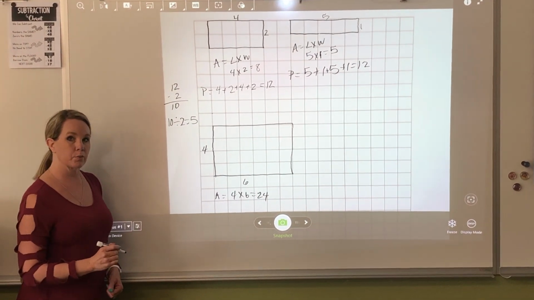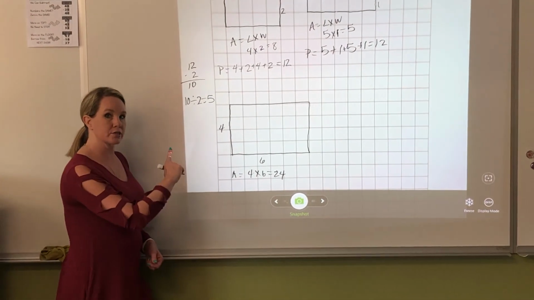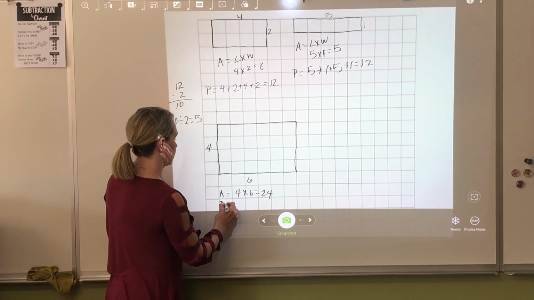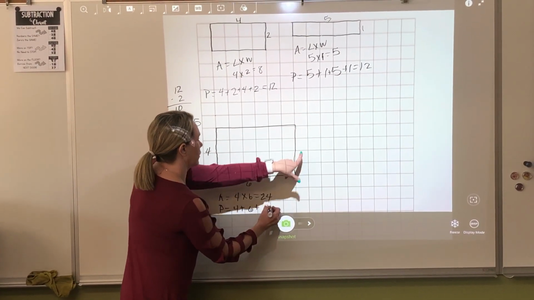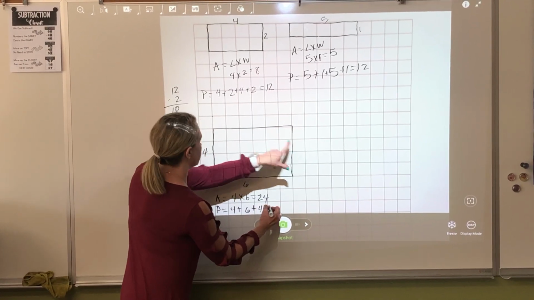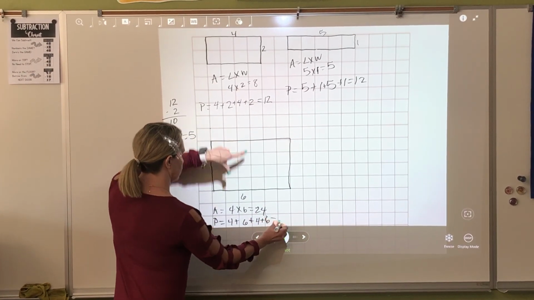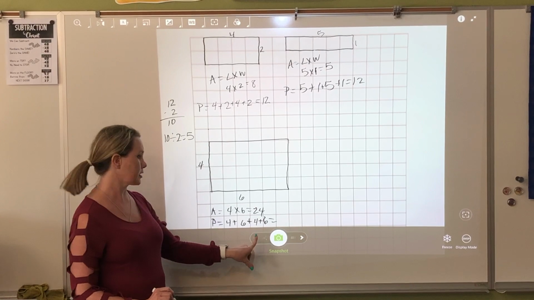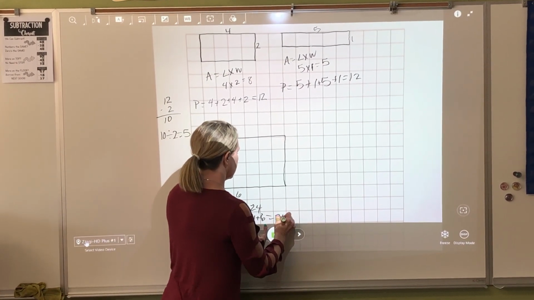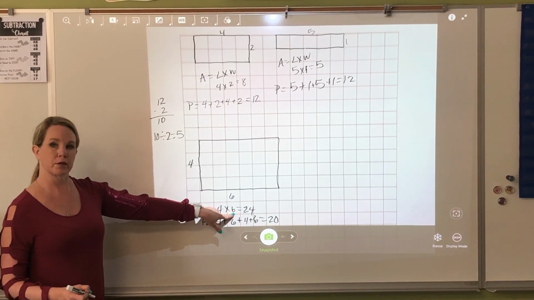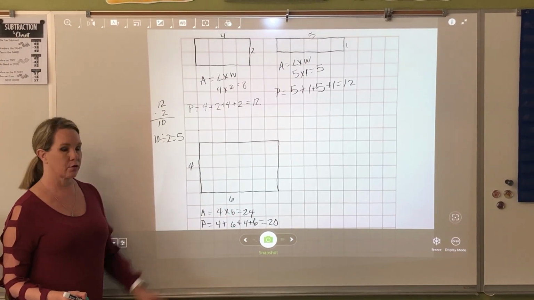Now I need to find the perimeter. Add up all the sides of that fence. 4 plus 6 plus 4 plus 6. 4 plus 6 is 10. 4 plus 6 is 10 again. 10 plus 10 is 20. An area of 24, a perimeter of 20.